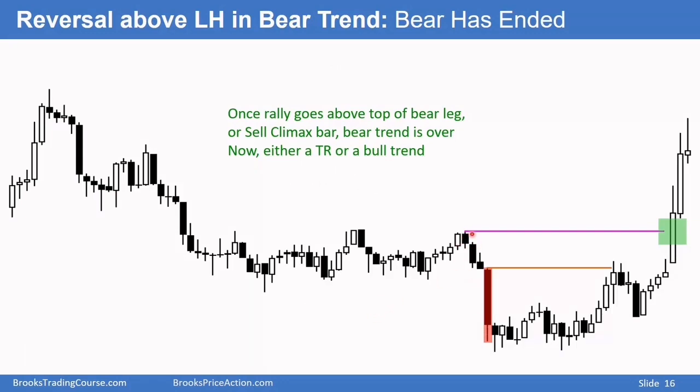Major lower high, strong breakout to a new low. Once the market gets above it, the premise of a bear trend is no longer valid. It's now either a trading range or a bull trend.